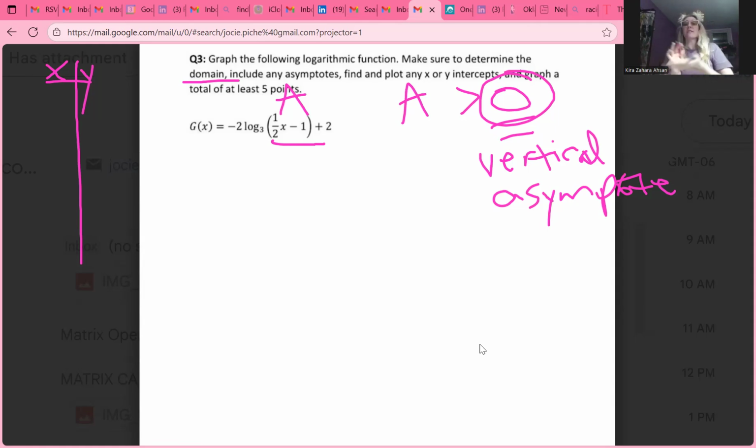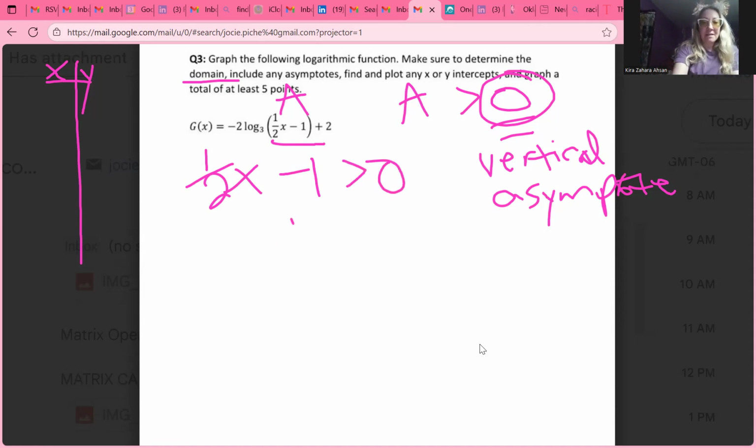So here we've just got the log to worry about. So let's go ahead and get started on that. We set this 1/2 x minus 1 is greater than 0. Add 1 to both sides.